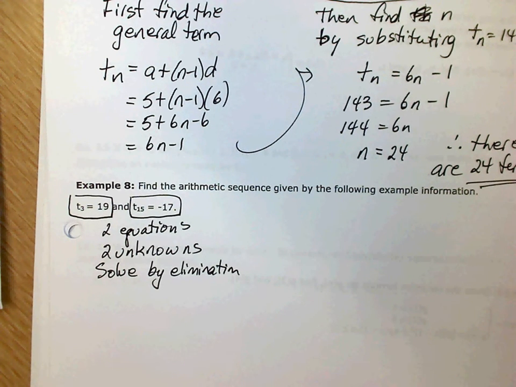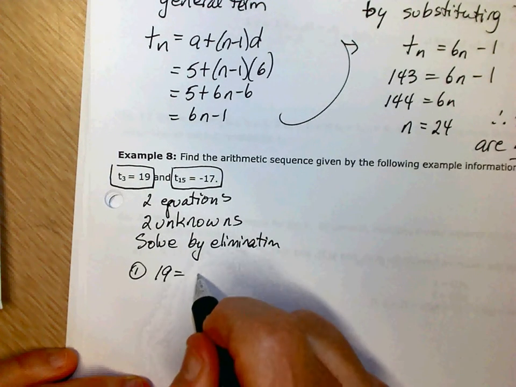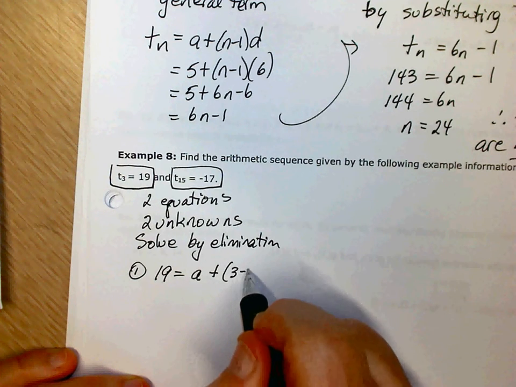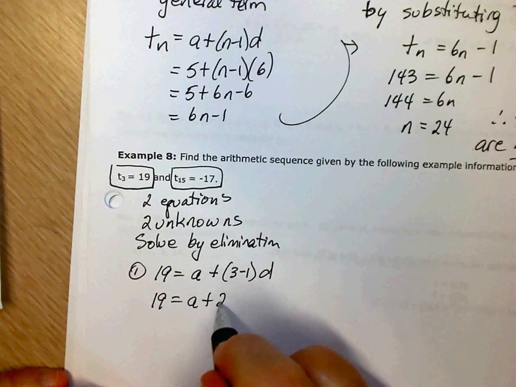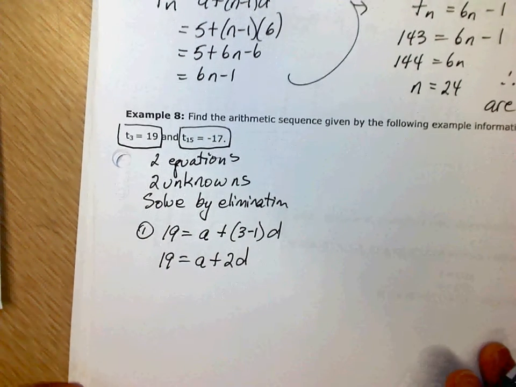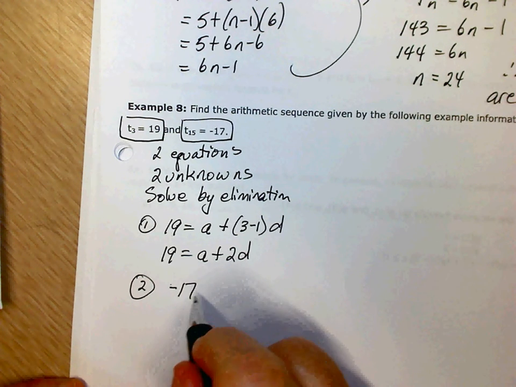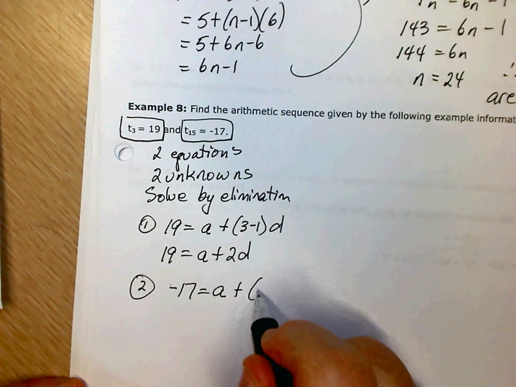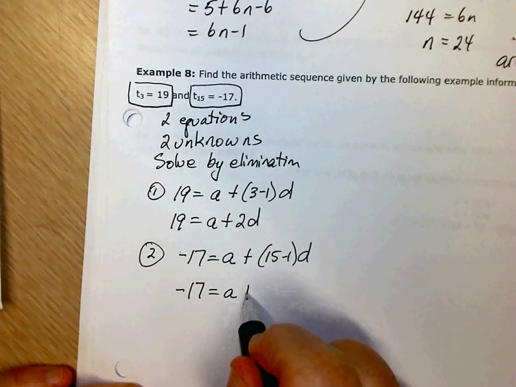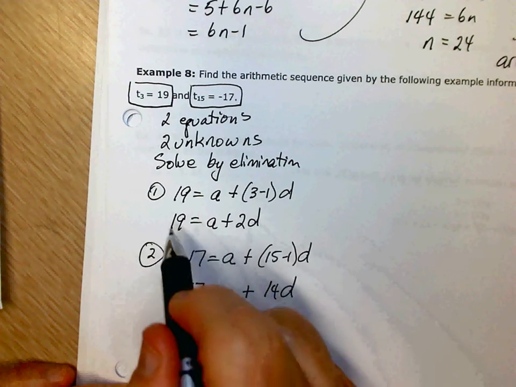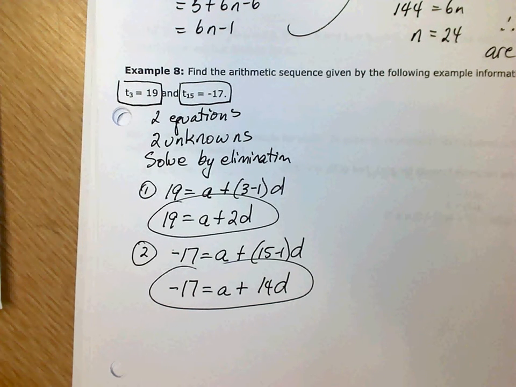Okay, equation 1. Well, you know that 19 equals A plus 3 minus 1 times D, because it's the 3rd term. So 19 equals A plus 2D. That's our first equation. Our second one is minus 17 equals A plus 15 minus 1 times D, that's the 15th term. Minus 17 equals A plus 14D. So we have 2 equations, 2 unknowns, right? So we can find A and D, and then we can find the sequence.